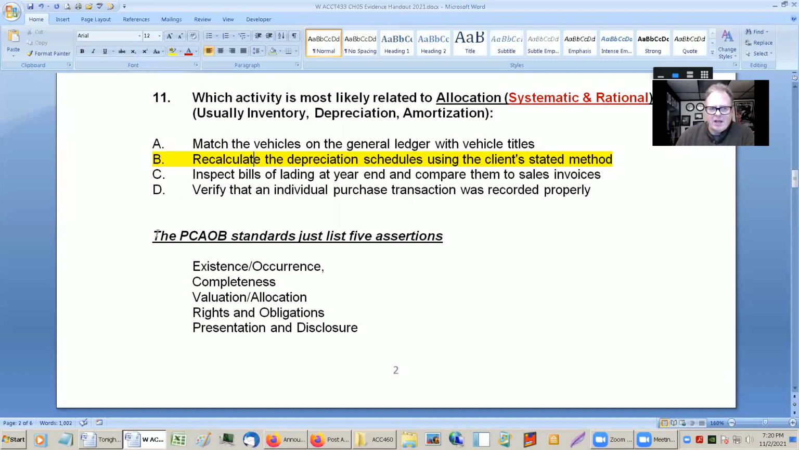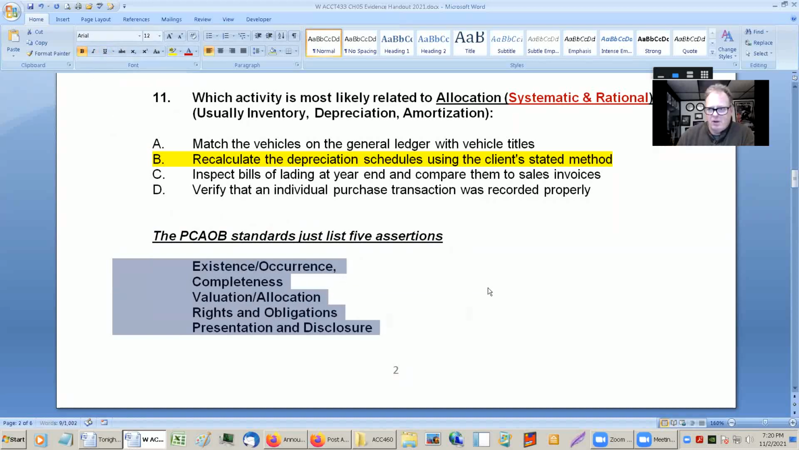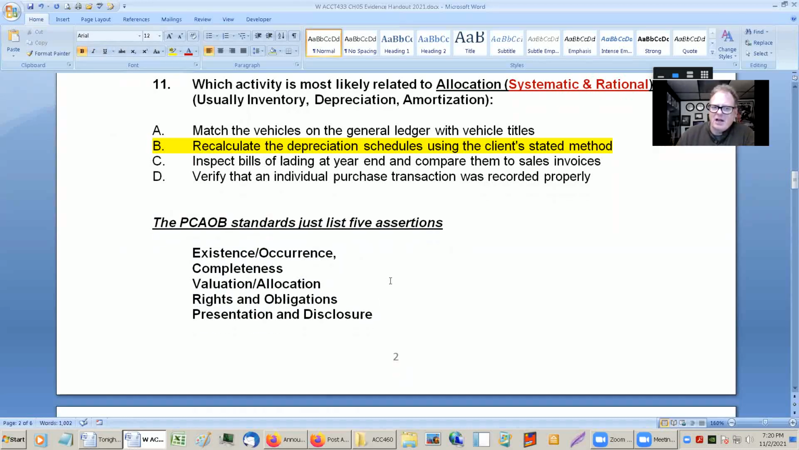Okay, so these are all for the AICPA. PCAOB has kind of a cut down amount of standards. These are the standards way back in the day when I went through. These are the ones that we had. And you'll notice that there are some things that aren't on here. Accuracy, for instance, isn't on there.